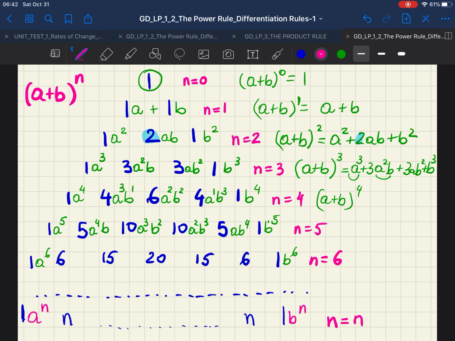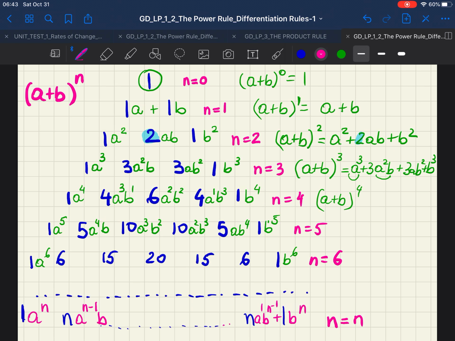So the next term here would be a to the power of n minus 1, and then b will be to the power of 1. The second last row would be a to the power of 1, b to the power of n minus 1, okay?